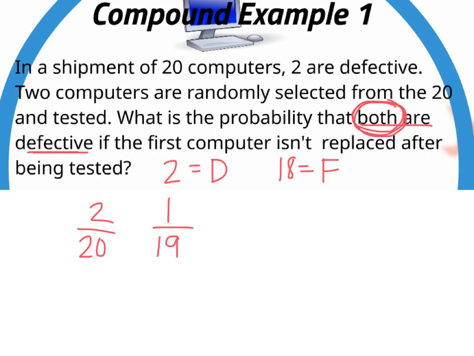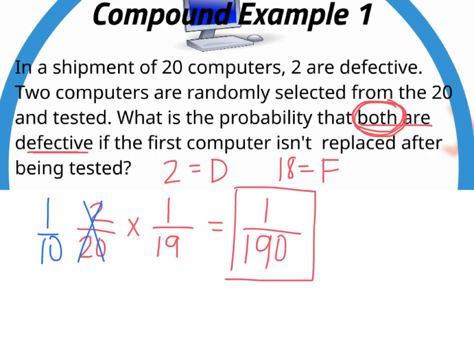So here again, because it's a compound, I'm going to multiply. I'm going to simplify 2/20ths down to 1/10, and then 1/19th, nothing can happen with that. So I have 1 times 1, which is 1, 10 times 19, which is 190. So my probability of picking both defective computers in a row is 1 out of 190. So again, the big thing here is this second probability. This is the one that is getting affected. The first one did not. It stayed just like we've been doing for a while. But the second one is getting affected. So hopefully this helps you with dependent probability.